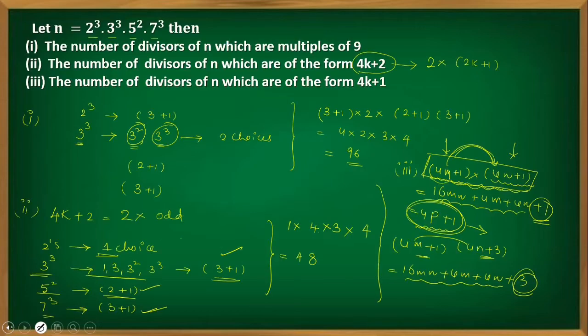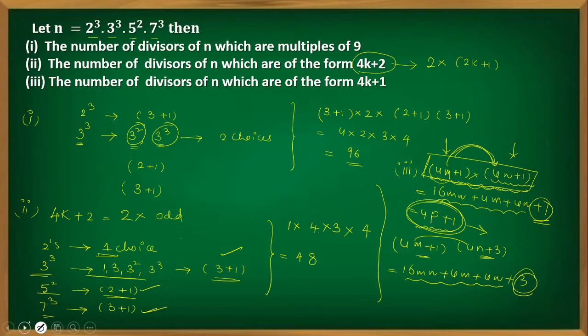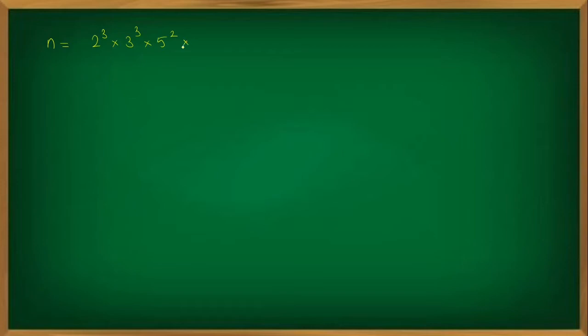So what is the conclusion? Let's see the number that is given: 2 cube, 3 cube, 5 square, and I think the third number is 7 cube, right? 7 cube. So I hope you understood whatever I just told you. Any number of divisors of the form 4k plus 1 will give a result that is again 4k plus 1. But if we take one of the form 4k plus 1 and the other of the form 4k plus 3, it is not going to be of the form 4k plus 1.